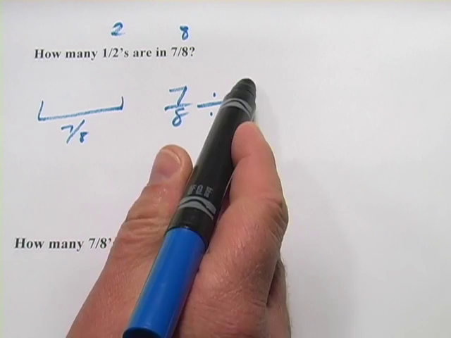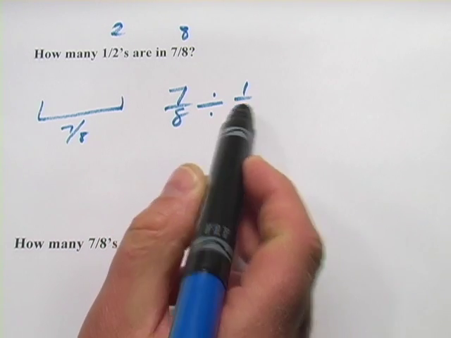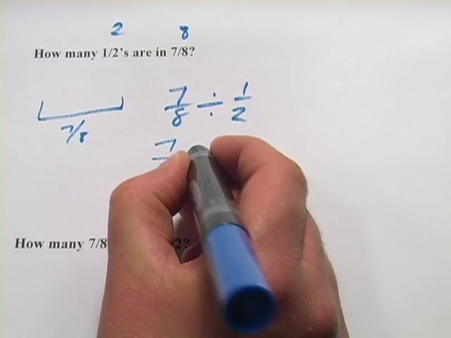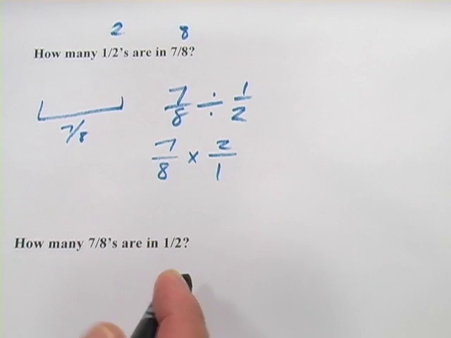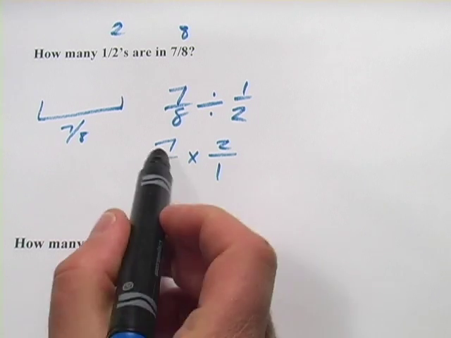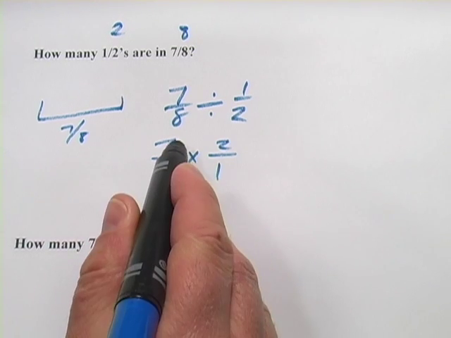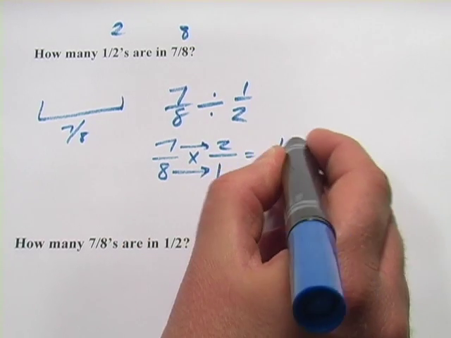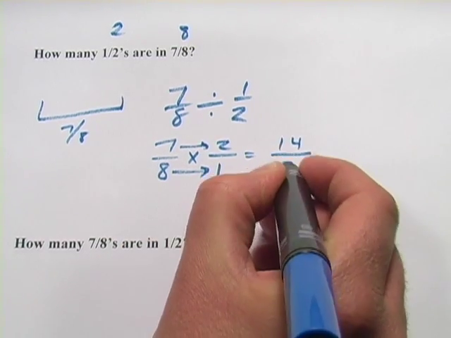We've got to flip this second fraction, take the reciprocal of it, and then change it into a multiplication problem. So we would do 7/8 times 2 over 1 rather than 1 over 2. Now we're ready to do the multiplication here. We multiply across the top and across the bottom. 7 times 2 is 14, and 8 times 1 is 8.